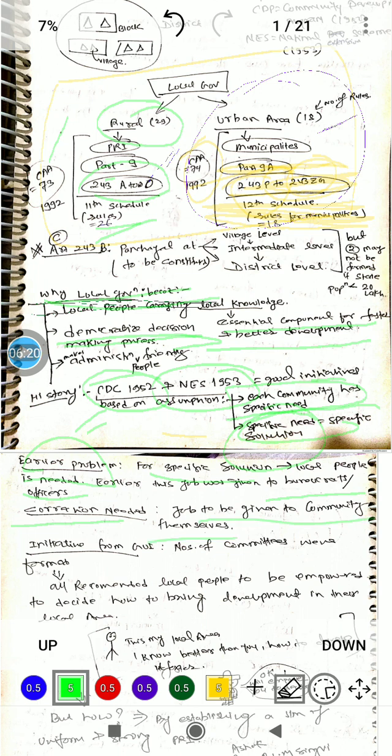So the government of India took an initiative, and different committees were formed. All these committees basically recommended that the local people be empowered. They talked about the empowerment of local people to decide how to bring development in their local area. In their local area, how development will be brought will be decided by the local people. This was the general recommendation from the different committees formed by the government of India to solve the problem of development in local areas.